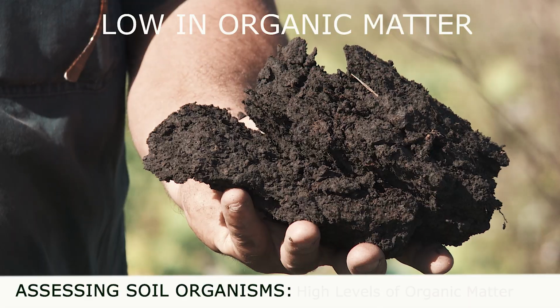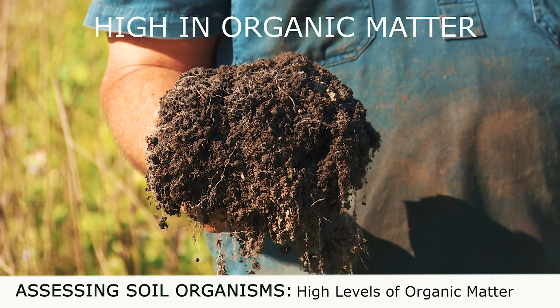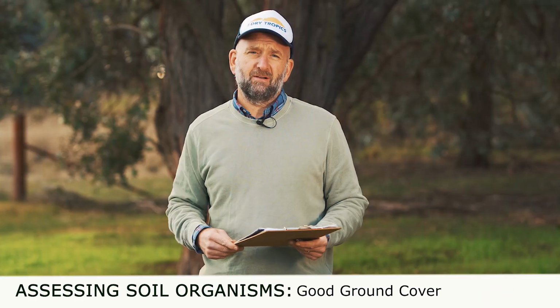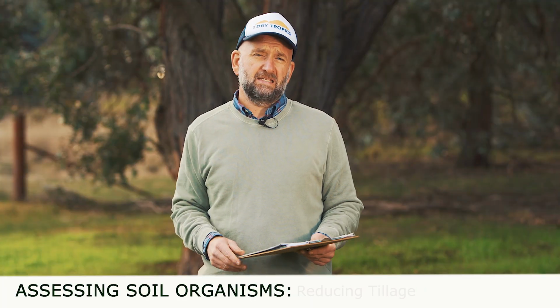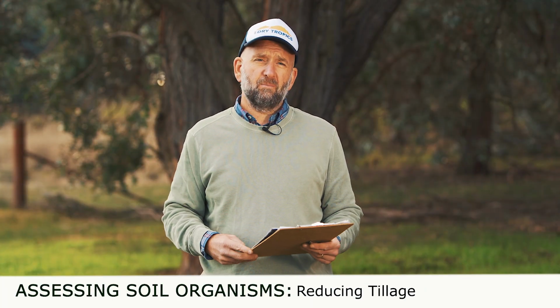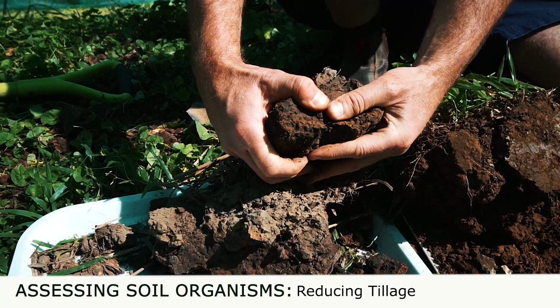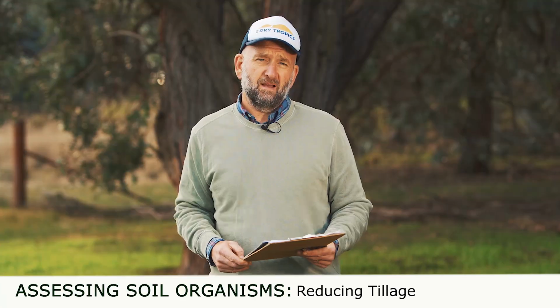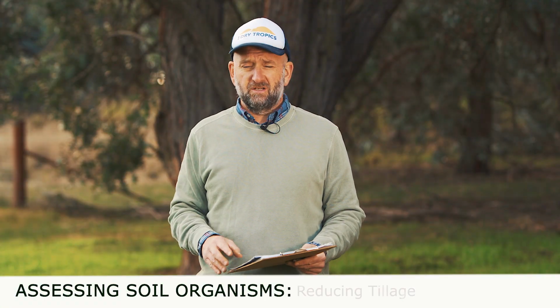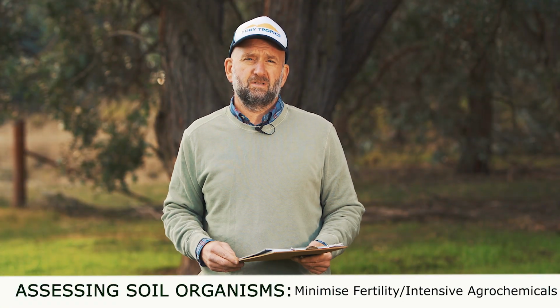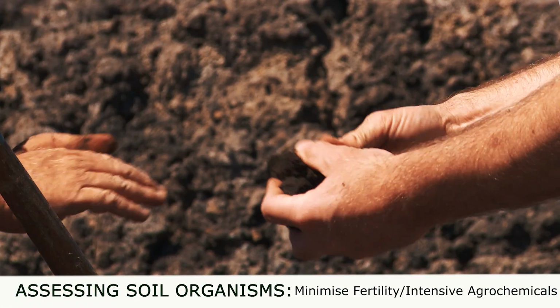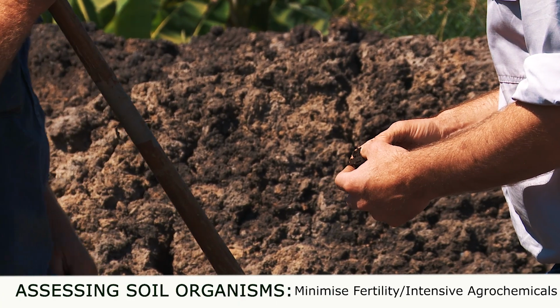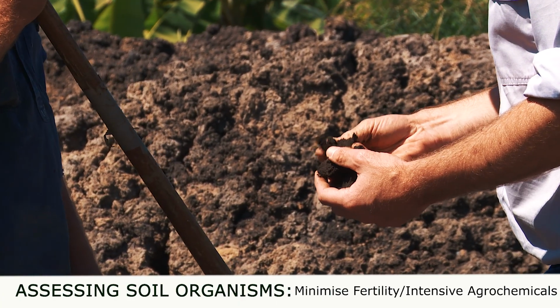Some of the options for improving soil organisms in your soil are keeping high levels of organic matter and maintaining good ground cover. Other things include reducing tillage. If you're doing tillage and you're in cropping, tillage really knocks around soil organisms. They don't like it. So reduce tillage where possible. And another thing to do is to just minimise fertility inputs and intensive agrochemicals if you can. Certainly overdoing them can change things in the soil as well.